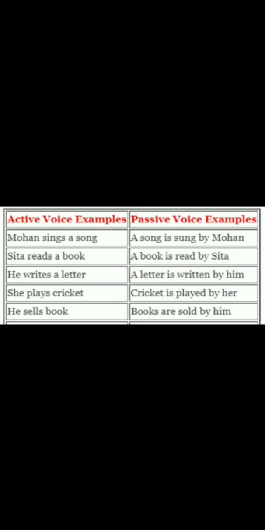Here we have some more examples of present simple tense. Mohan sings a song will change to a song is sung by Mohan. She plays cricket, so it will change to cricket is played by her. He sells books, so it will change to books are sold by him.